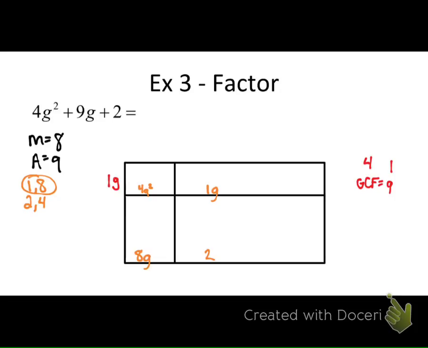Just making sure. All right, so now we can go ahead and plug in the numbers that we have for our height or our width. So I have g times blank equals 4g squared. What am I going to need in this blank? I'm going to need what, Kelsey? 4g. Very good. I need a 4g in this blank. I'm missing a 4, and I need another g to get that 4g squared. Very good.